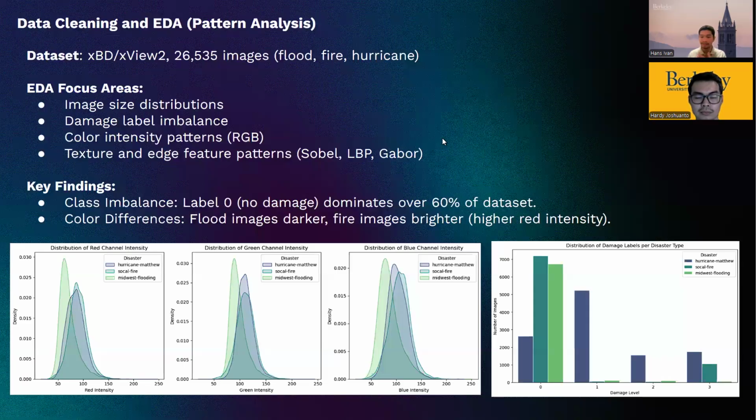In our exploratory data analysis, we use a dataset which consists of 26,000 images, and our EDA focus areas are image size distribution, damage level imbalance, color intensity patterns, and texture and edge feature patterns such as Sobel, LBP, and Gabor. We found some key findings. First, there is a strong class imbalance, with over 60% of the images labeled as no damage, which impacts model training strategies. Second, color intensity differs noticeably between classes. We also note that Hurricane Matthew images tend to have smaller, more consistent sizes, while flooding and fire datasets show greater variation, although size alone is not a reliable predictor.